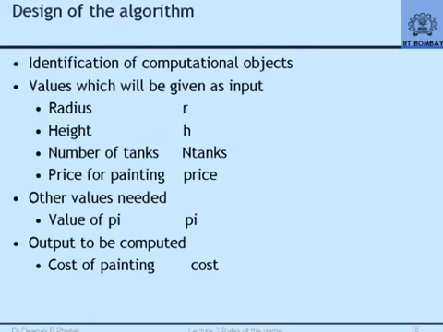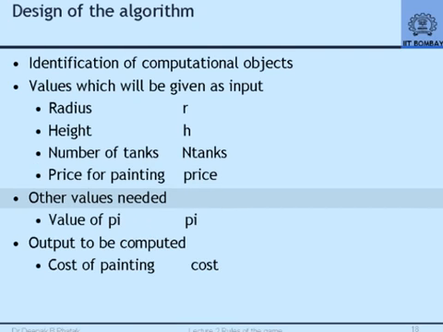I will now design my algorithm, and these are the typical steps when I design the algorithm. So I will identify the computational objects first. Values which will be given as input: radius, I have to choose a name to represent radius, I choose r. Value for height, I choose h. Value for number of tanks, I choose n tanks. I could have chosen any name, in fact we will discuss what the different nomenclature is and so on, but I could choose any one of the different possible names. Price for painting, I use the word price to represent price.